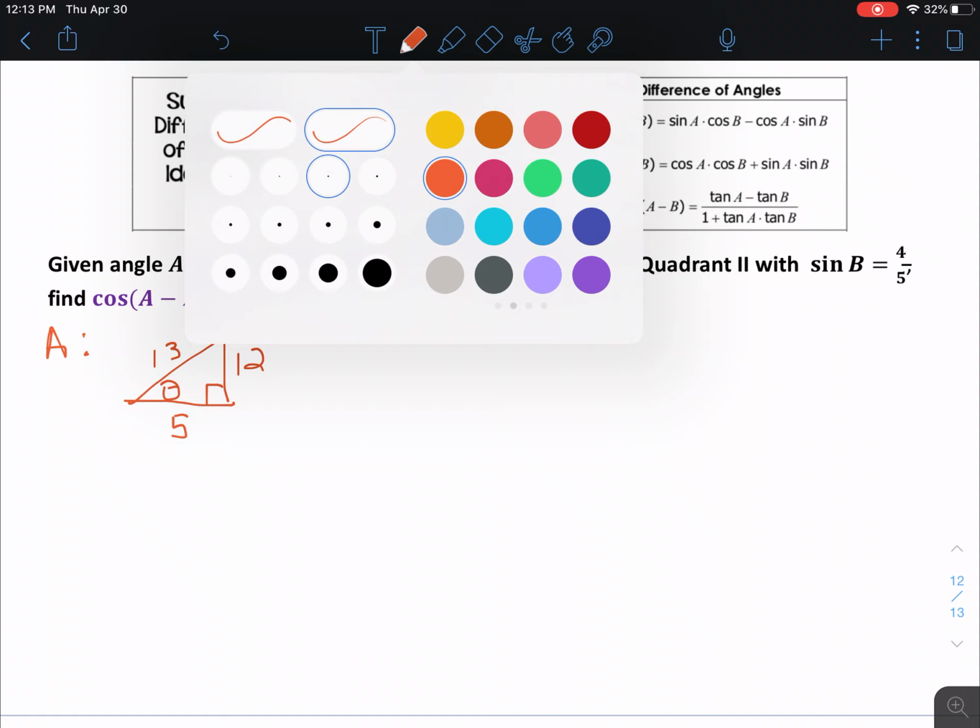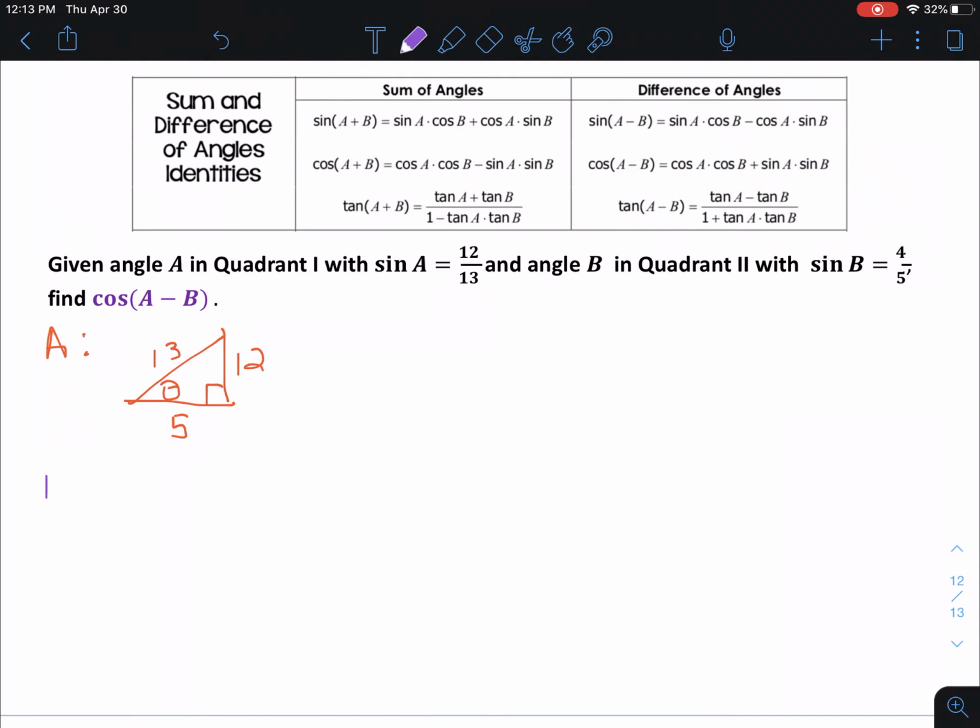All right, so now the other one, B. This angle is in quadrant 2, so it's going to look more like this. Okay. And we are given sine of B is 4/5. So opposite over hypotenuse. And then you're going to do a squared plus 4 squared equals 5 squared. Solve that. You should end up with 3 here. And you will also need that when you figure these out.